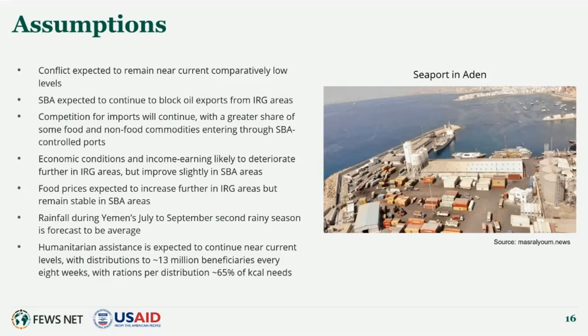And rainfall during Yemen's July to September second rainy season is forecast to be average, and this will likely generally support crop and livestock production. And finally, the provision of humanitarian assistance is expected to continue near current levels, with distributions to around 13 million beneficiaries occurring approximately once every 8 weeks, and with rations per distribution expected to continue to be equivalent to around 65% of households' total energy needs for a one-month period. Again, that will be spread more thin when averaged over time.